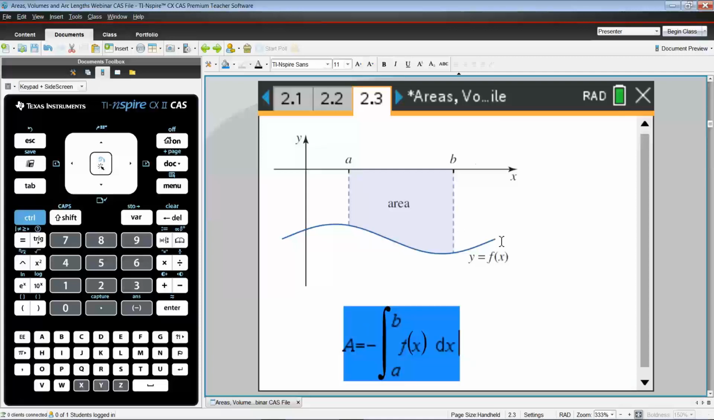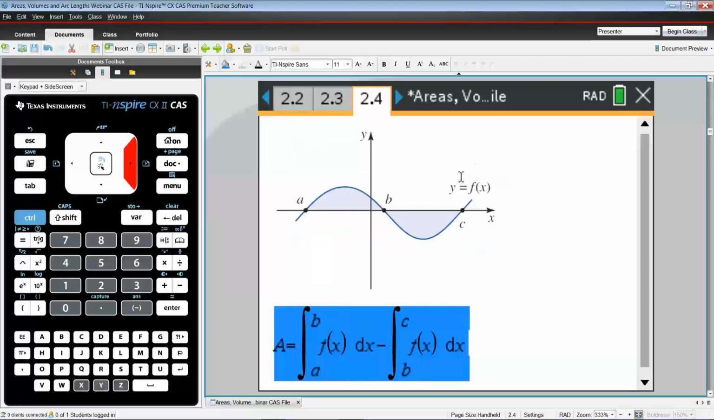The final case is if your function crosses the x-axis once or more times between the start and end points of the interval. In this particular example, we've got f of x above the x-axis between a and b, but between b and c, it's below the x-axis. To find the area, you integrate the function between a and b, and that gives you that area as a positive area. Then you find the integral between b and c of f(x), which gives you a negative answer. When you subtract this negative answer, it adds these two areas together.